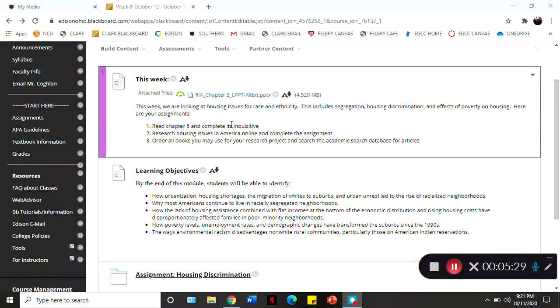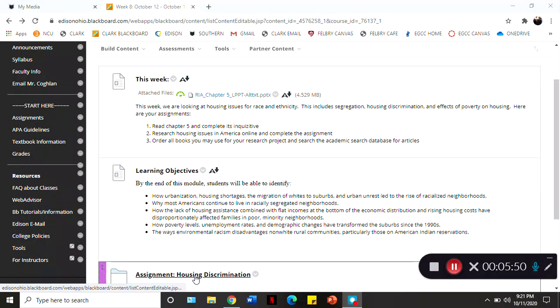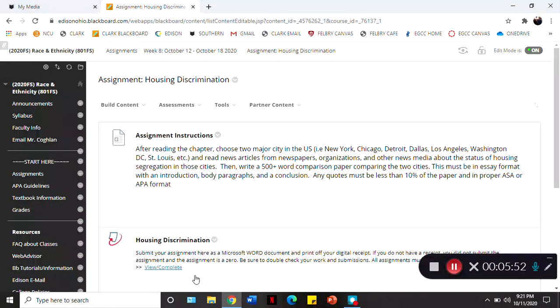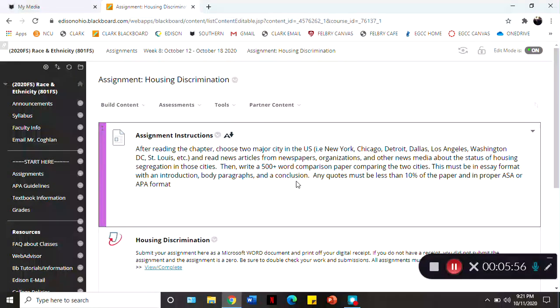Okay, so this week you guys are going to read chapter 5, and I love your book. It is such a deeply written book, and it just hits right to the core of everything I love to study, even though it's really sad, because studying reality at times is not always awesome. So you guys are going to read chapter 5, and you're going to take the inquisitive. You're also going to research housing issues in America online. So for this assignment, when you click on assignment, housing discrimination, you guys are going to take two cities.